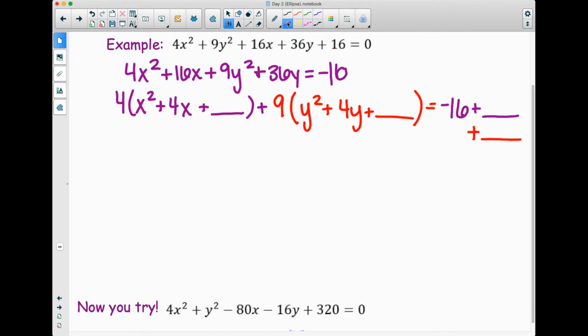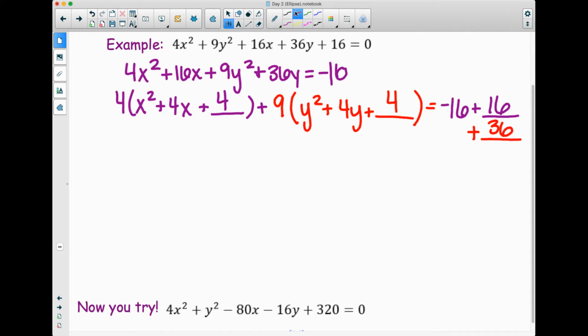All right, so if I take b divided by 2, I get 2, and then I square it, I get 4. 4 goes here, but what goes over here? 16. Okay, remember you have to multiply it by the number in front. Same thing over here. We take b divided by 2 and square it. So we get 2 squared, which is 4. And 4 goes here, but what goes here? 36.